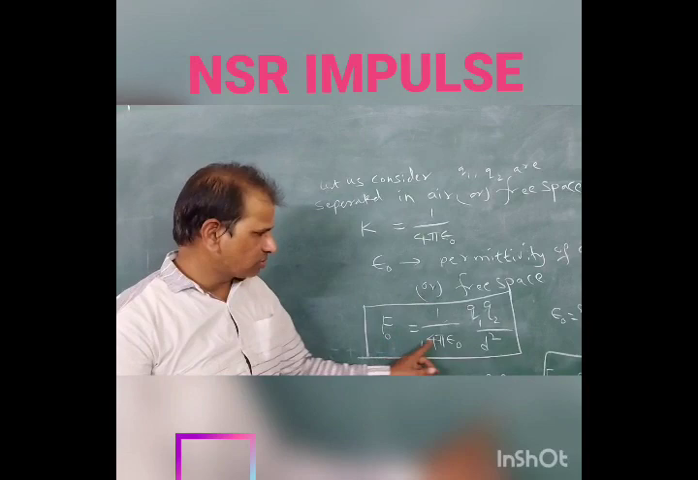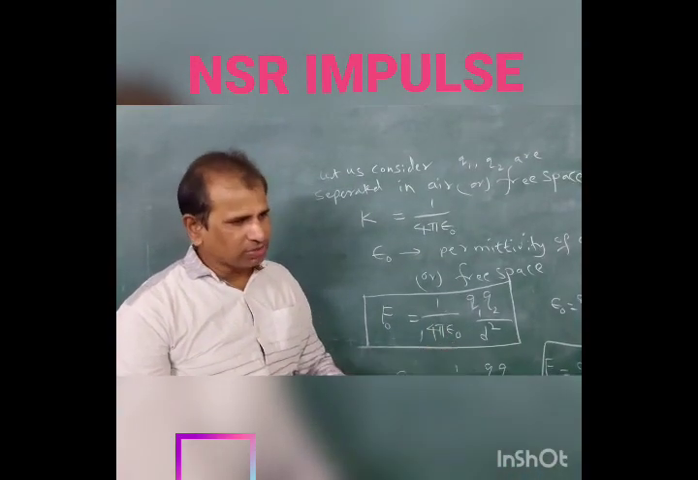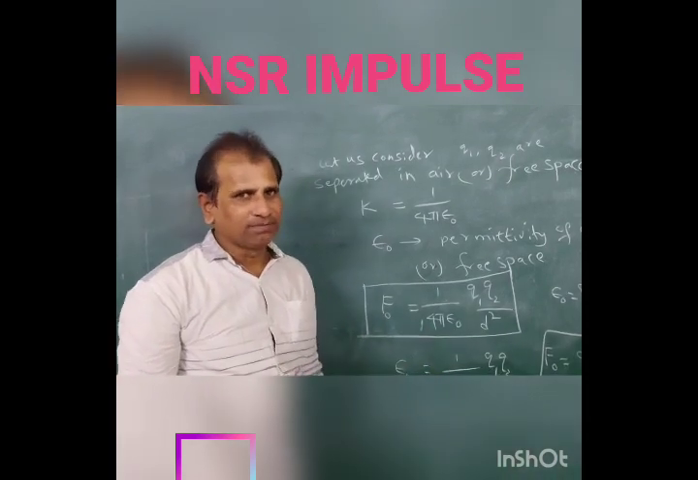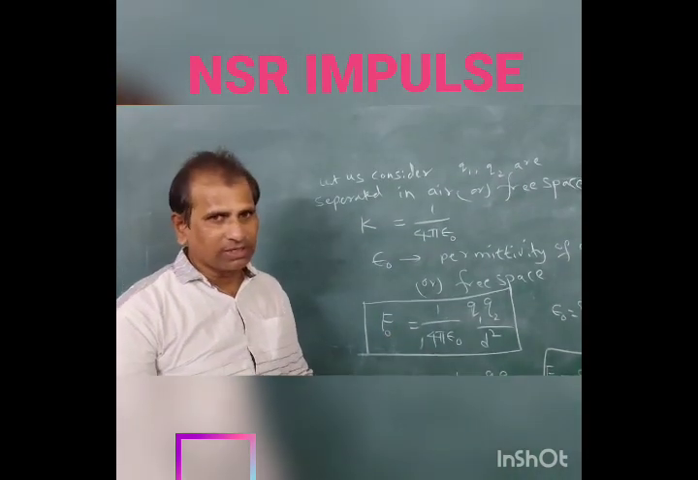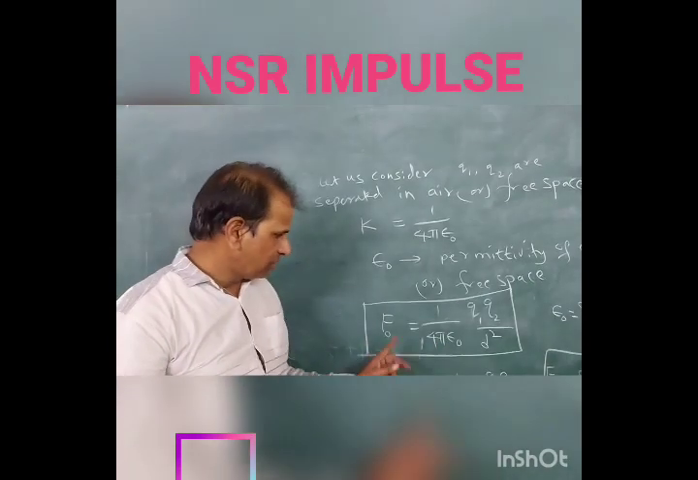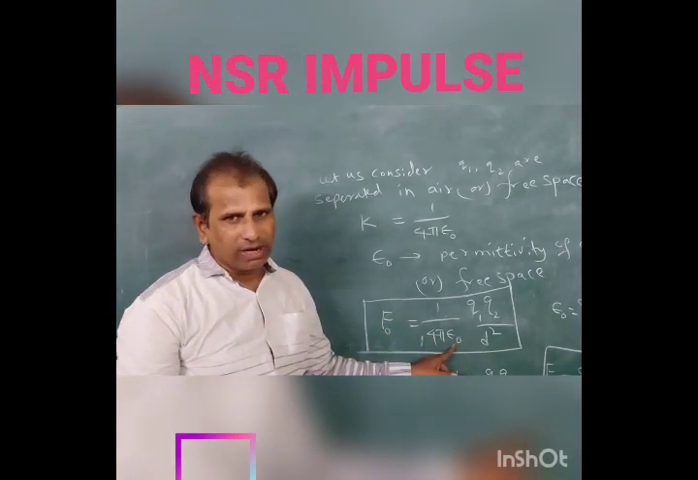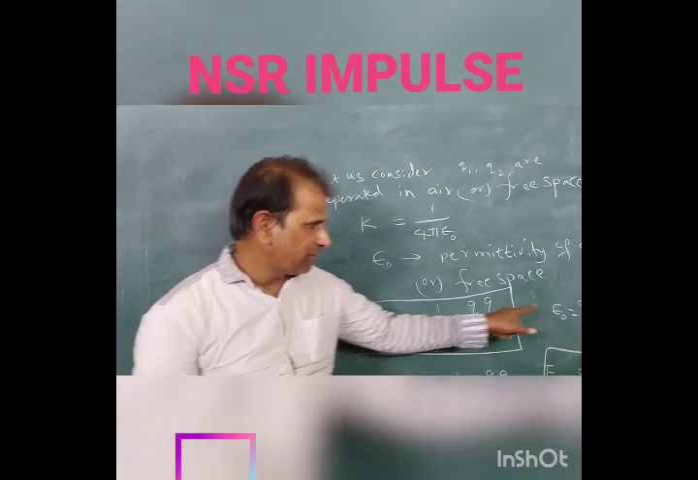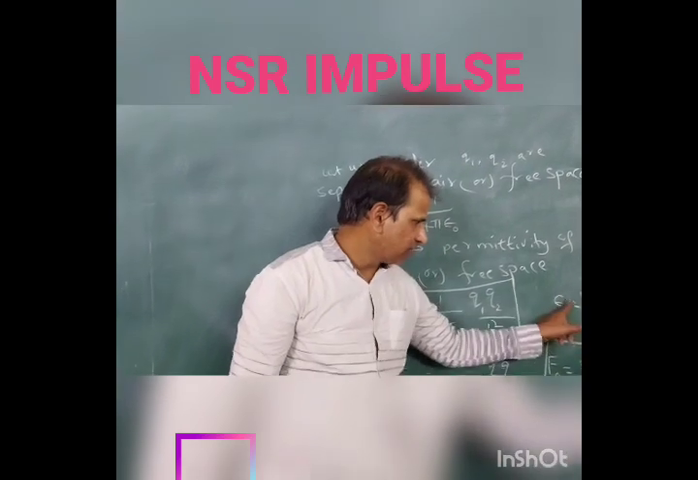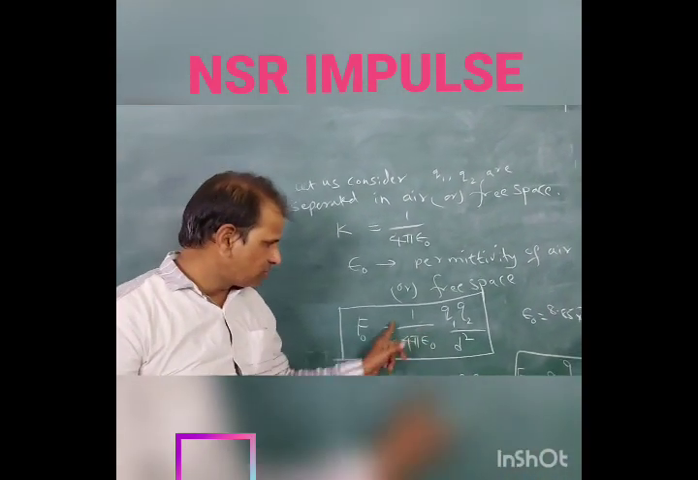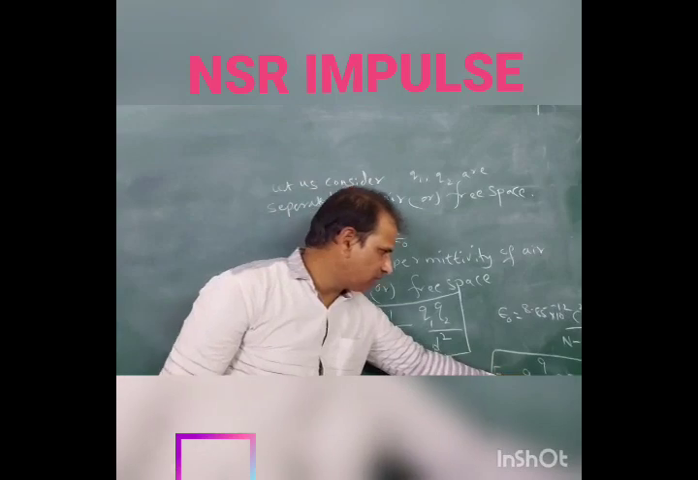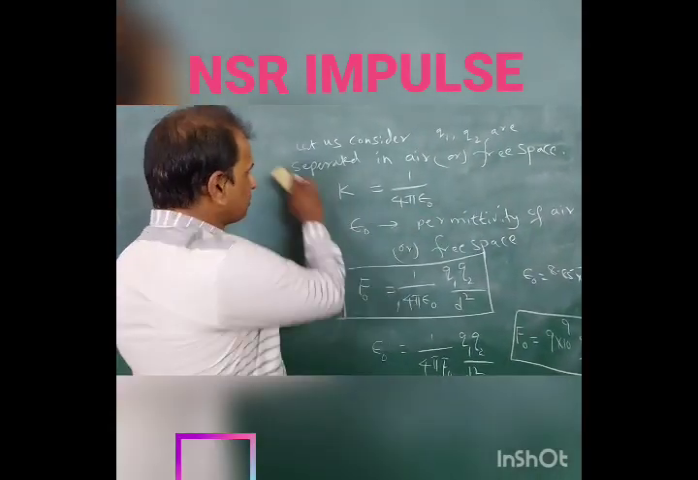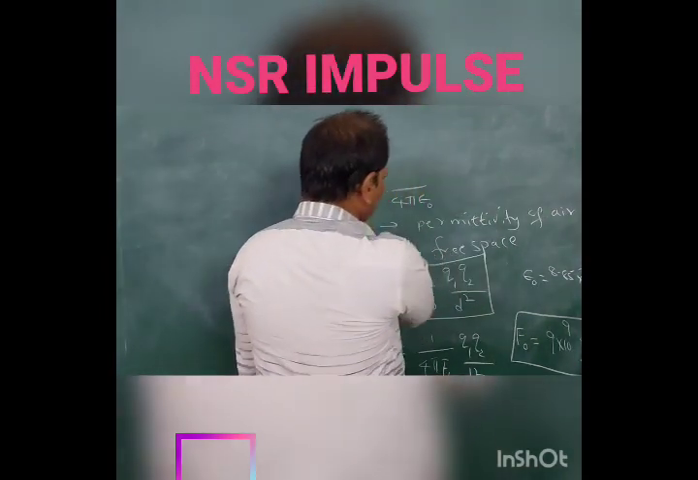Remember, this naught symbol comes when two charges are separated in air or free space medium. If the two charges are separated in a medium other than air or free space, this naught symbol does not come. So this epsilon naught value is a constant. If we substitute epsilon naught here, this total value becomes 9 into 10 power 9 Q1 Q2 by d square. So this is about the force between the two charges.